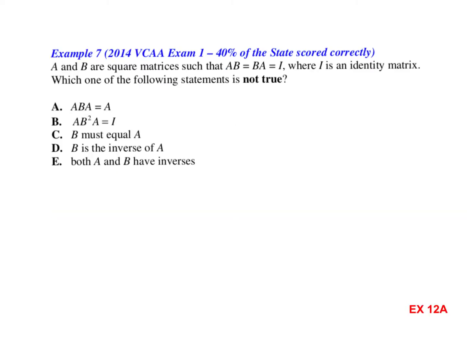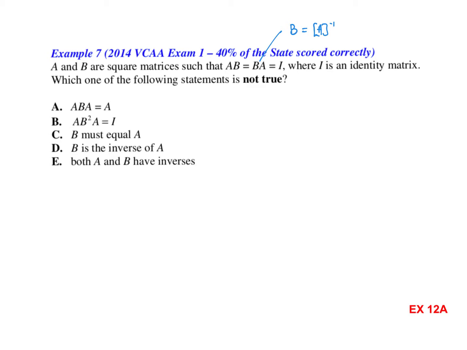A and B are square matrices such that AB and BA equal the identity. So if you multiply two matrices together and you get the identity, it means they must be the inverse of each other. So which of the following is not true? So if you know that they must be the inverse, B must be the inverse. So what that just told you here, B must equal the inverse of A. Alright, so which one's not true?